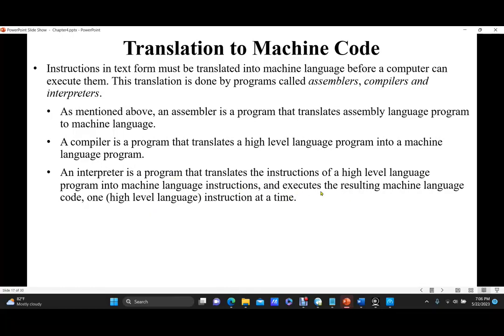Then it executes the machine language instructions, and then it translates another high-level language instruction into machine level instructions and executes those. It translates and executes, translates and executes, one high-level language instruction at a time.